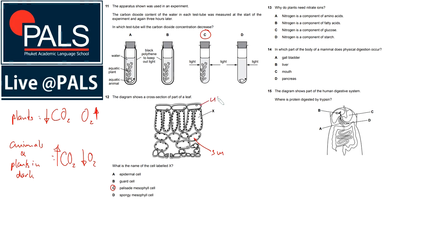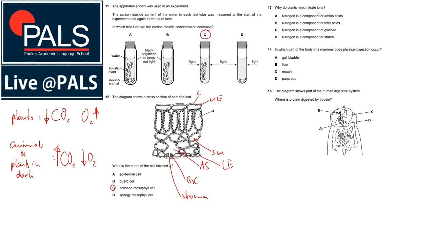Here we have the upper epidermis with the cuticle on top. Now we have air spaces in between the spongy mesophyll cells. Down here we have the lower epidermis, and this is a guard cell forming a stoma opening. So the structures in a leaf.